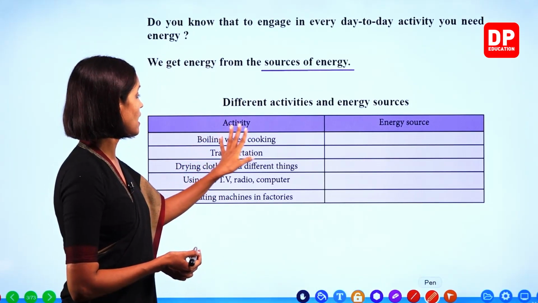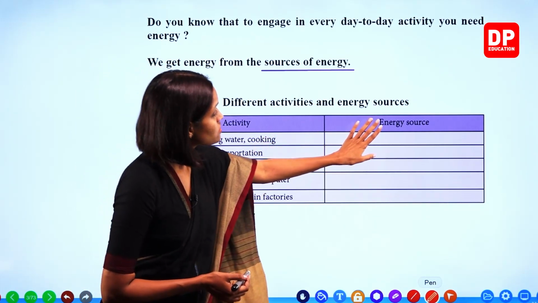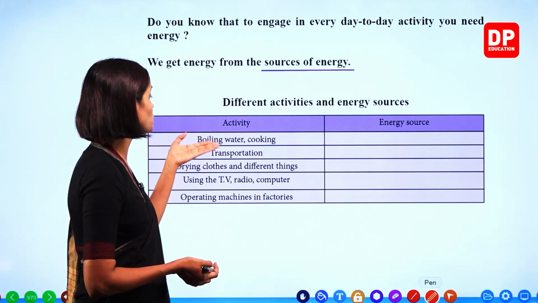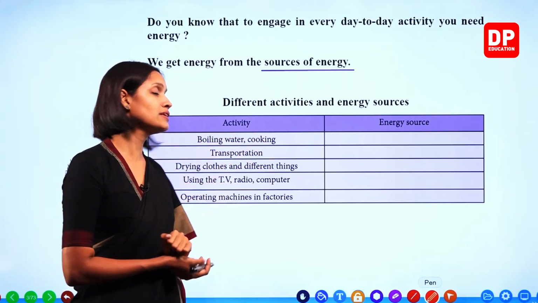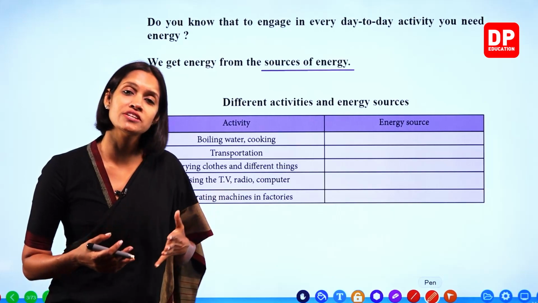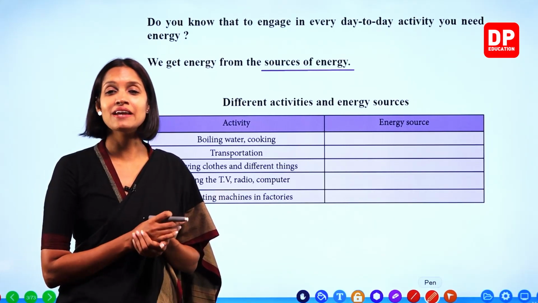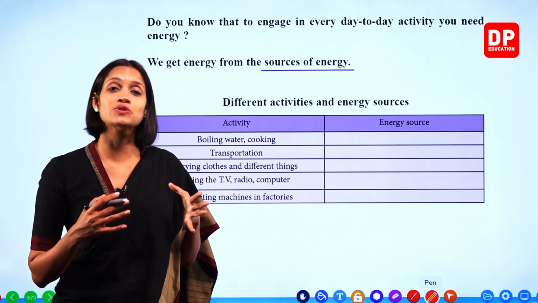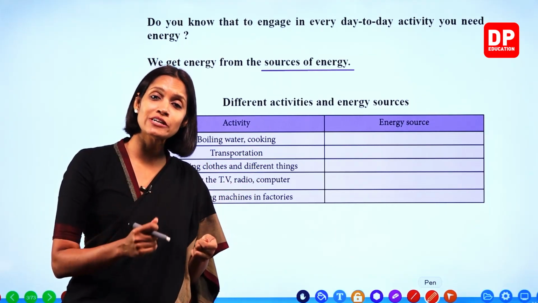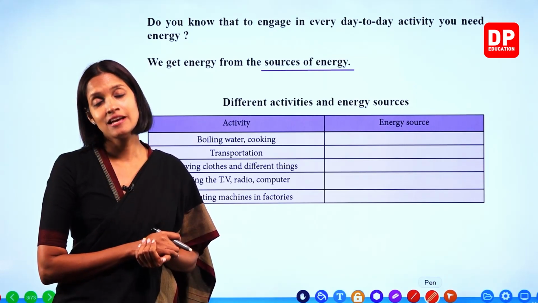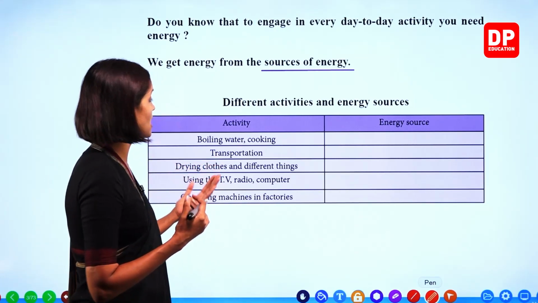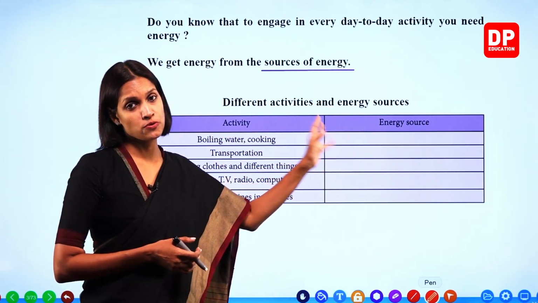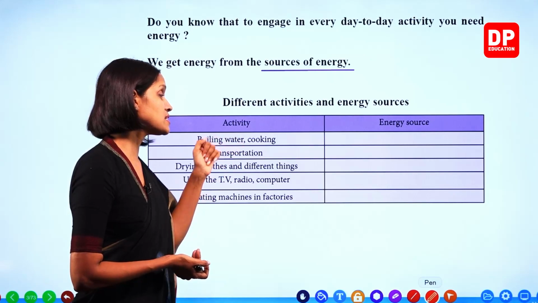Here the activity given is boiling water and cooking. Where do we get the energy to boil water and also for cooking? You all know, most of the time we use LP gas, right? LP gas is collected and stored in gas cylinders, and in gas cookers we use these gas cylinders. Most of us use gas cookers, therefore we can write LP gas as one source of energy. What are the other sources?